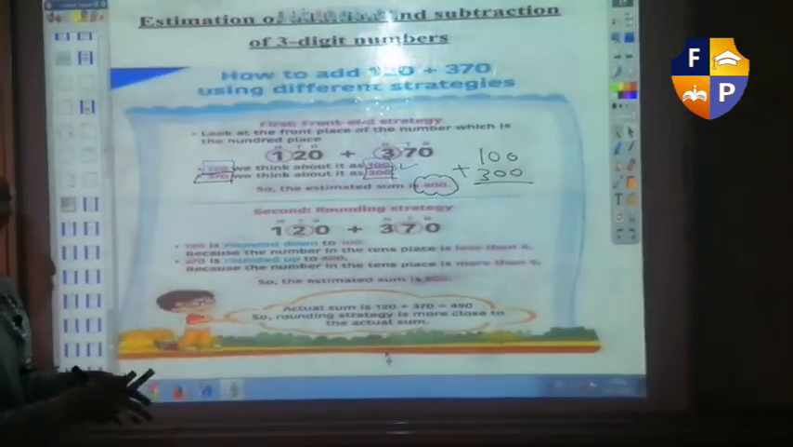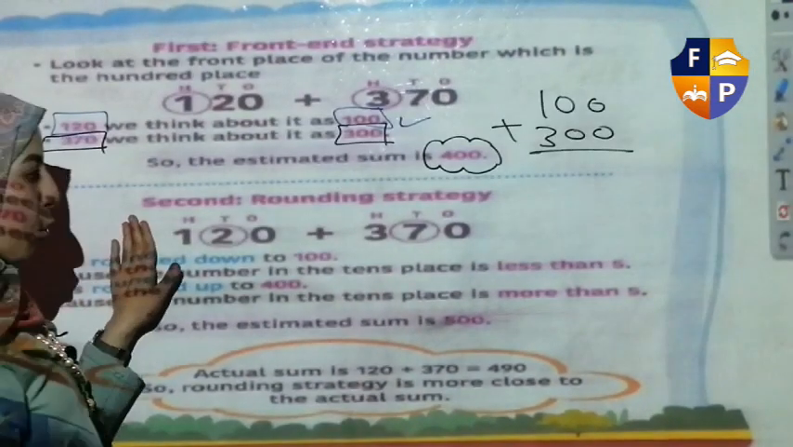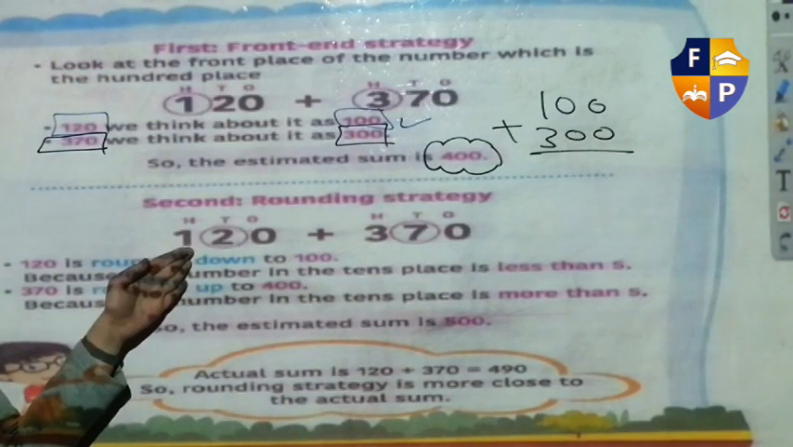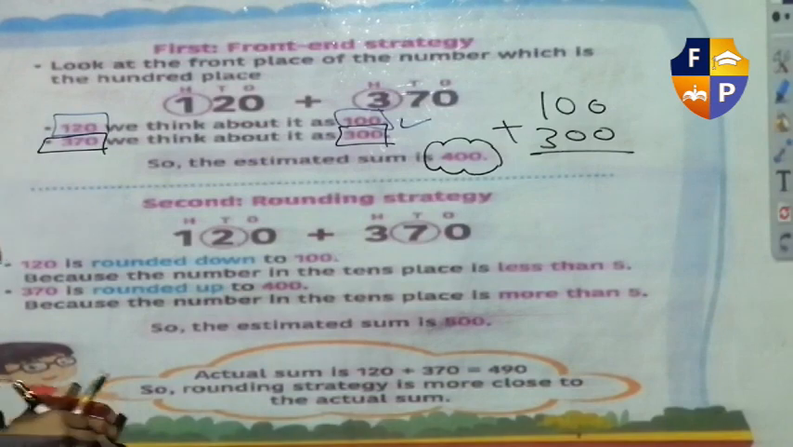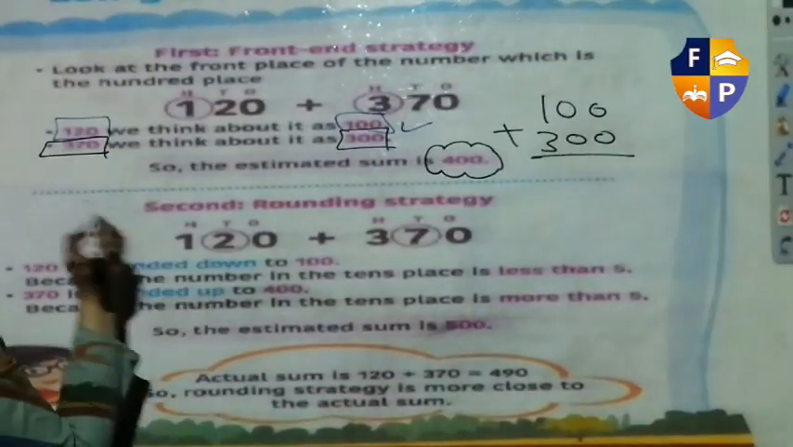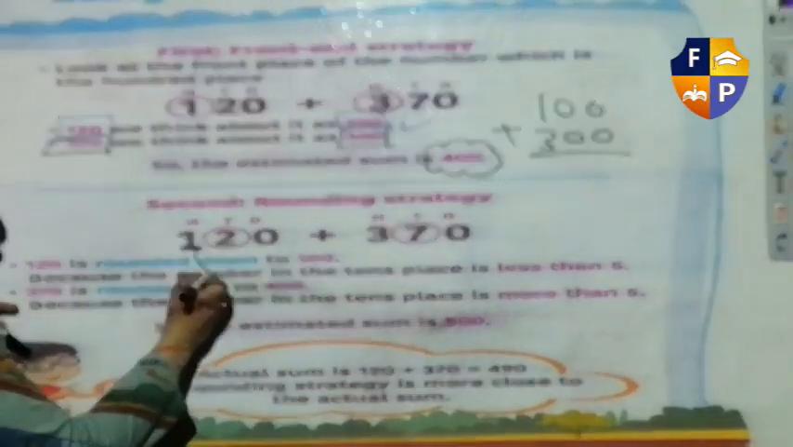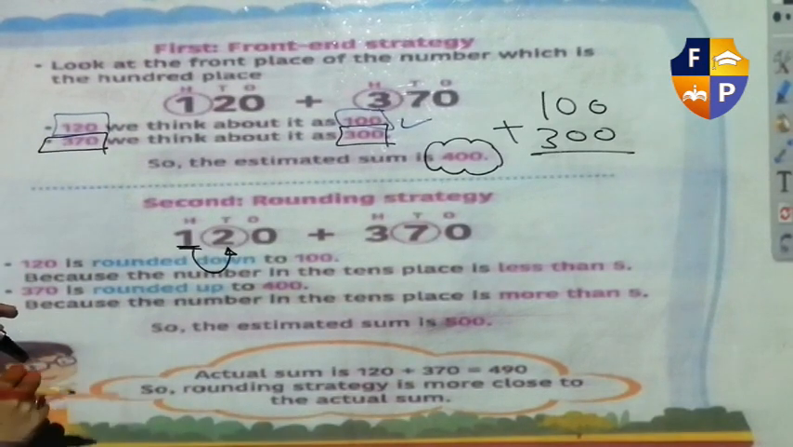And now I will do my addition operation with the second strategy, rounding strategy. Here I have ones, tens, hundreds. So I will round this number to the nearest 100. Okay? Ones, tens, hundreds. Circle around or underline the digit in hundreds. Look at the digit before hundreds. Yes, tens place. Here we have 2.